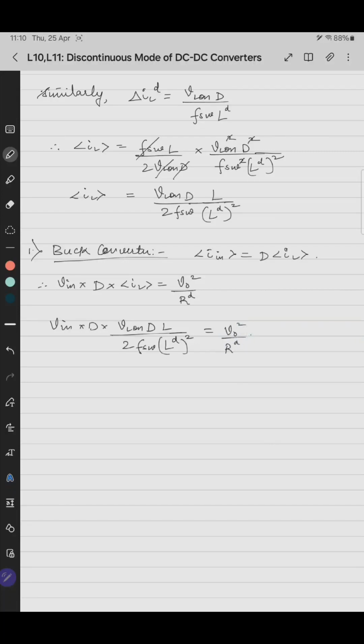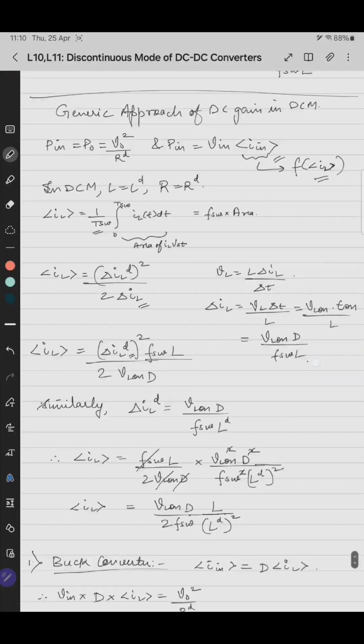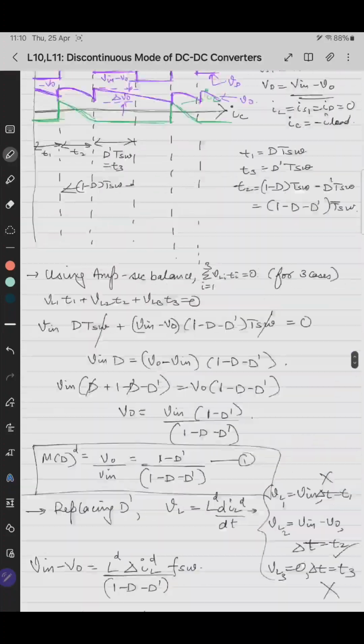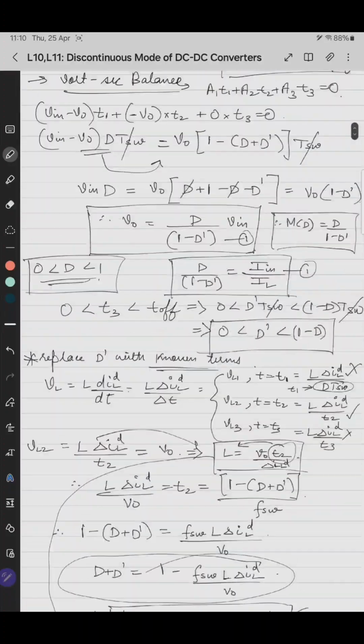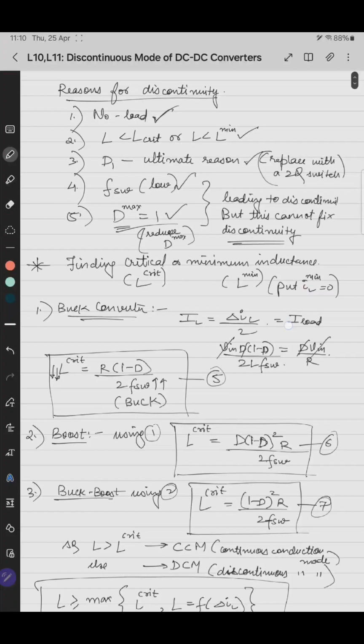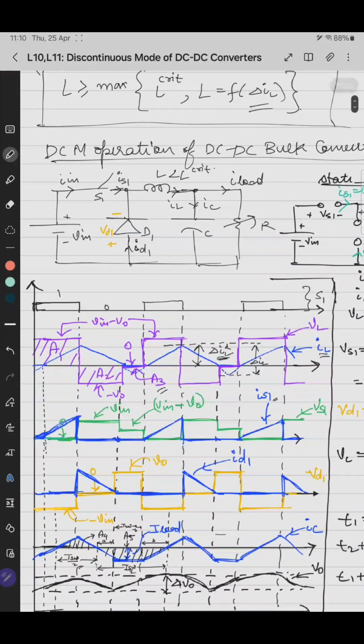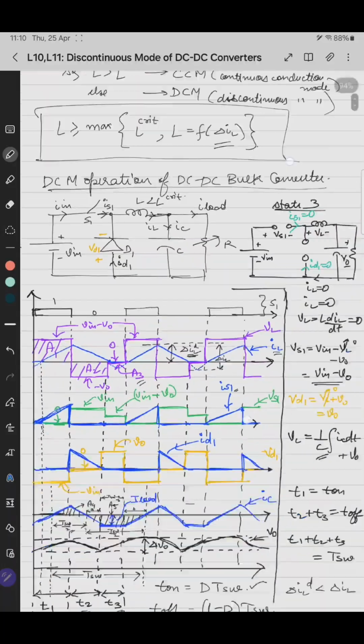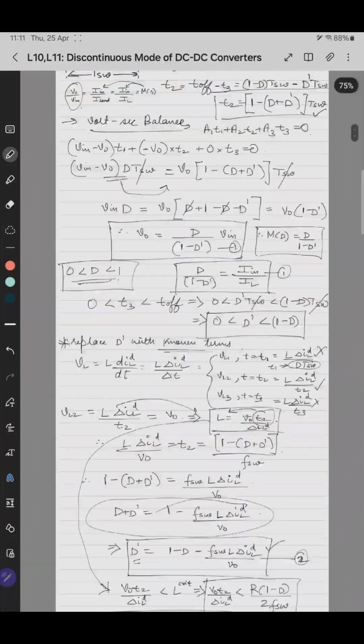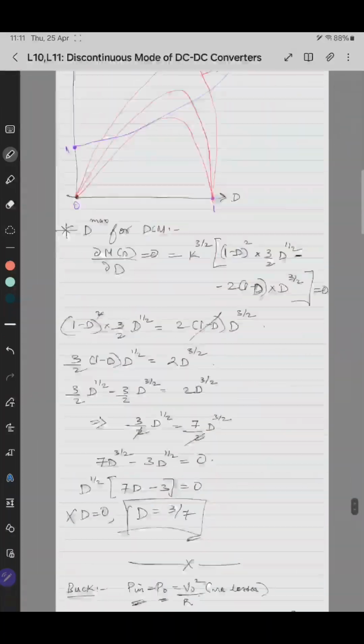Now we don't know what VL on is. VL on means the value of VL when the switch is on. For a buck converter, when the switch is on, the voltage across the inductor is V in minus V naught. So VL on is V in minus V naught, which we have to substitute.